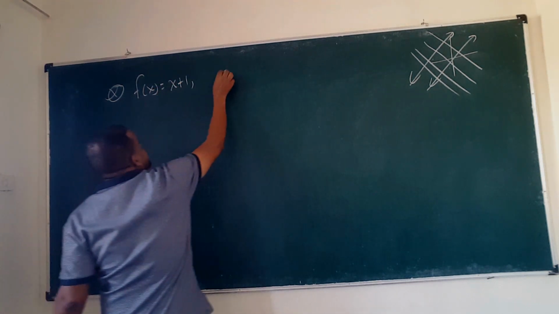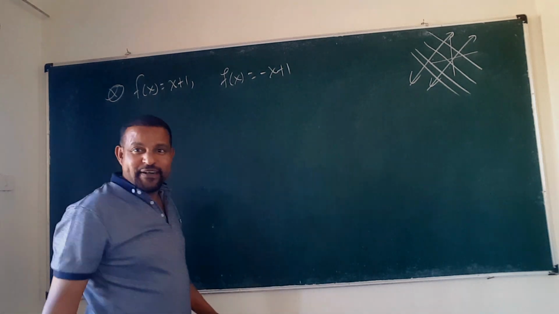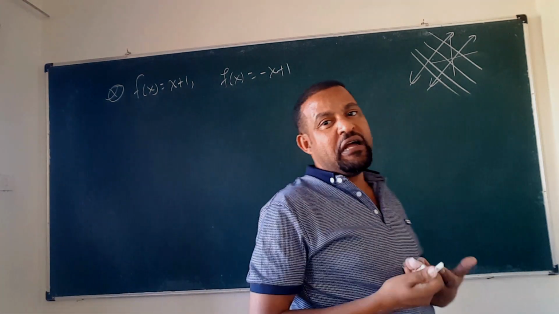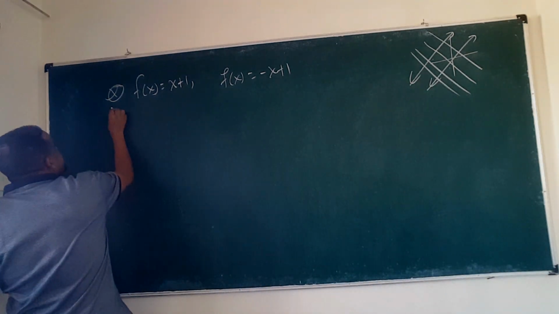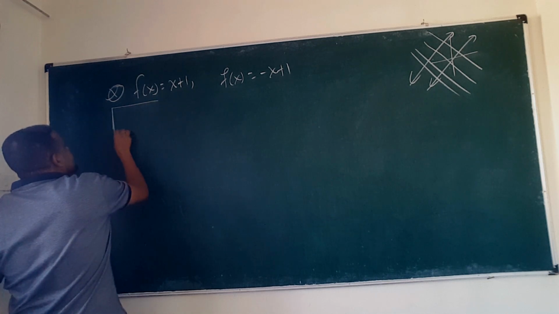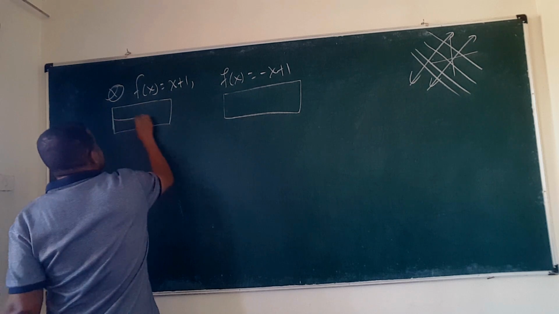Let's take f of x equals x plus 1 and f of x equals negative x plus 1. Okay, f of x is equal to x plus 1 and f of x is equal to negative x plus 1. Just so you understand, prepare a table comparing the values of x and y. What do we mean by increasing and decreasing?